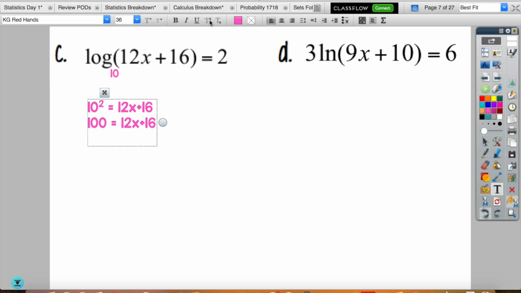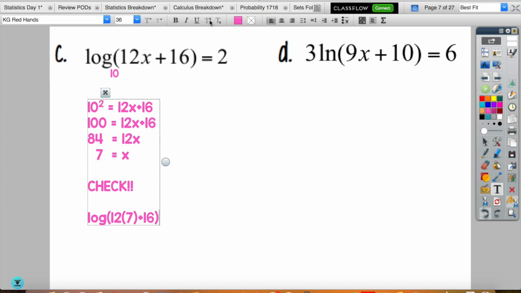What's the last step? Check. You always go back to your original. When you multiply 12 by 7 and add 16, does that give you a positive number or a negative number? Positive. So really, when you go back to check, you're just looking to see if you're taking the log of a negative number. Since we're not taking the log of a negative number, we're good to go.